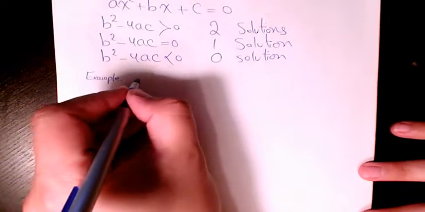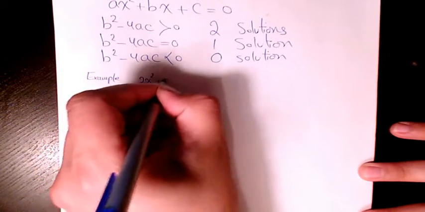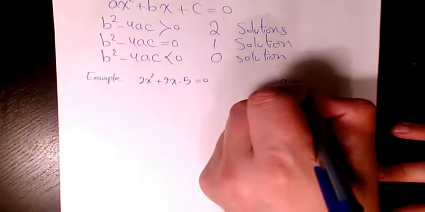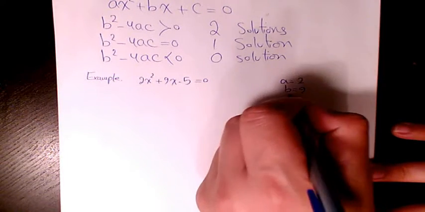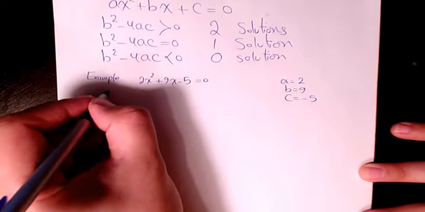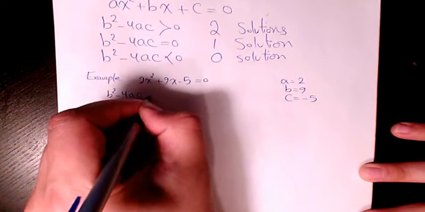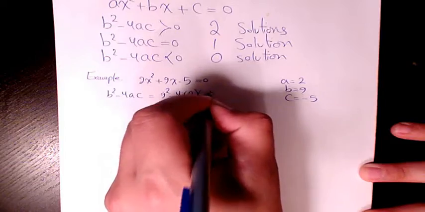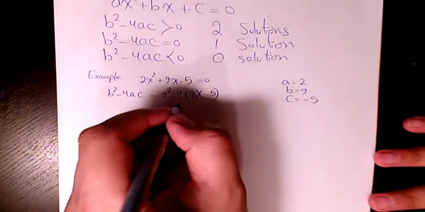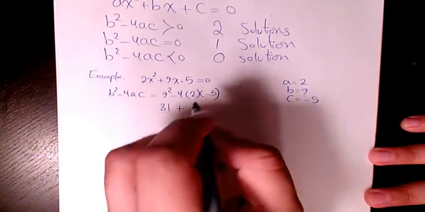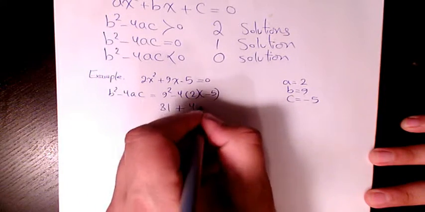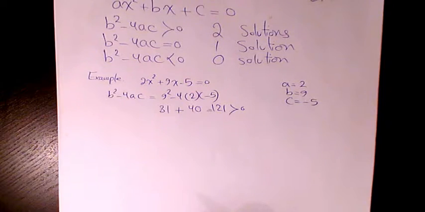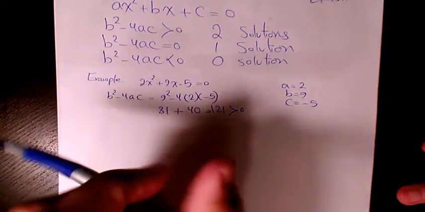First example is 2x squared plus 9x minus 5 equals 0. A is 2, b is 9, c is negative 5. So b squared minus 4ac will be 9 squared minus 4 times a times c. So we have 81 plus 40, which is going to be 121, and it's greater than 0, so we have two solutions. Next one.